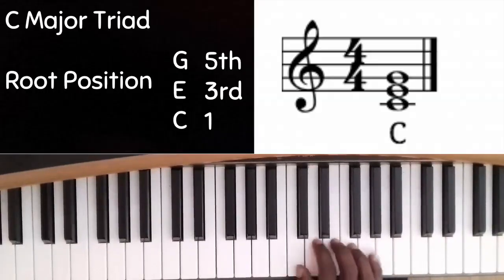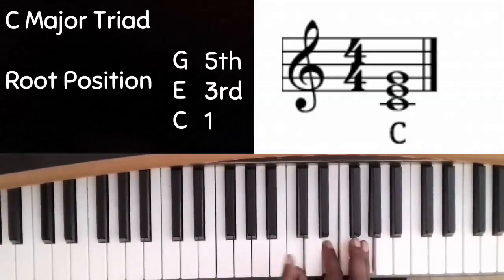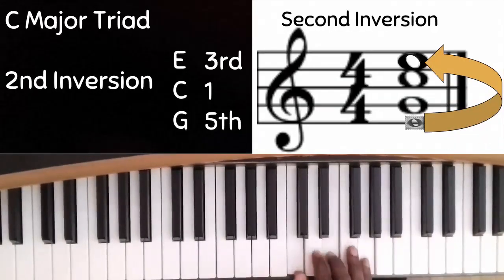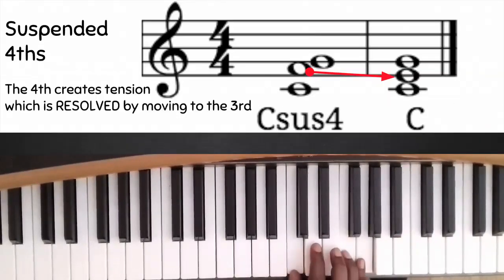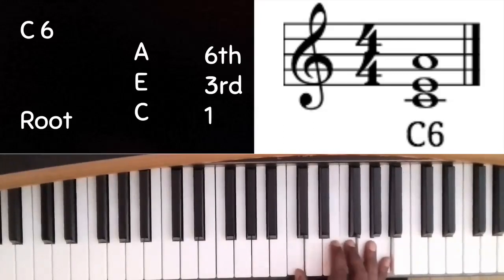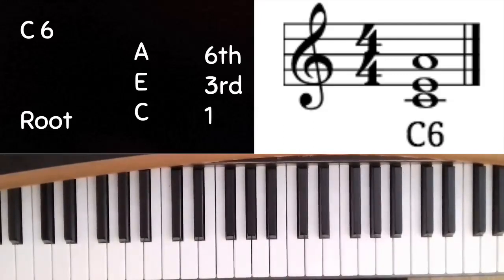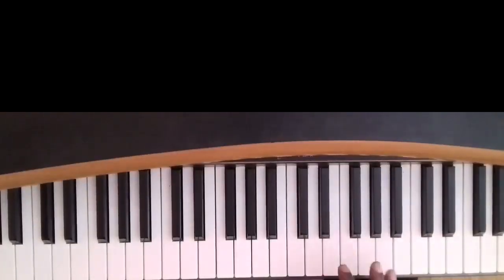Alright, so in our triad, we've got our inversions. We can add a 2, we can add a 4 to get a sus, we can add a 6. We can get all of these combinations in there that you want to be able to identify when you're playing by ear.